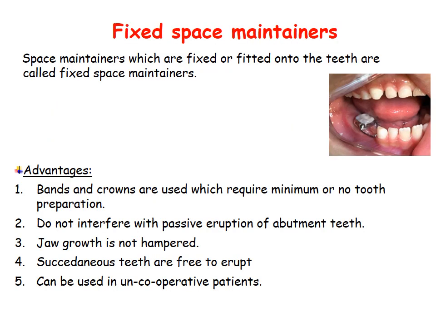So moving on to the fixed space maintainers. Fixed space maintainers are fixed or fitted onto the tooth or teeth. The advantages over removable space maintainers are that bands and crowns are used, which require a minimum of tooth preparation, and they do not interfere with the passive eruption of the abutment teeth. The lateral jaw growth is not hampered, the succedaneous teeth are free to erupt into the oral cavity, and it can be used in uncooperative patients because patient compliance is not required here.